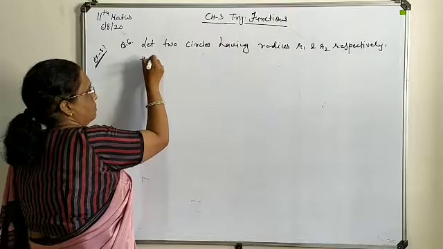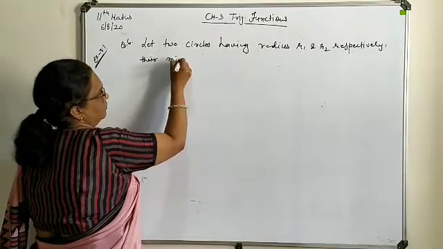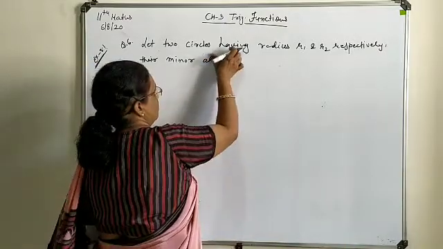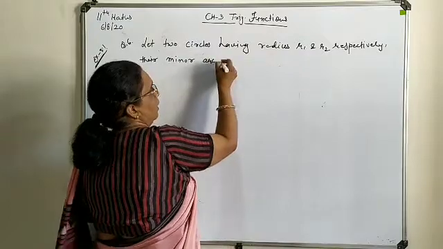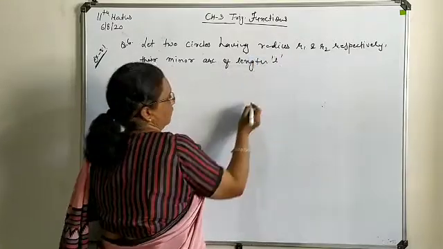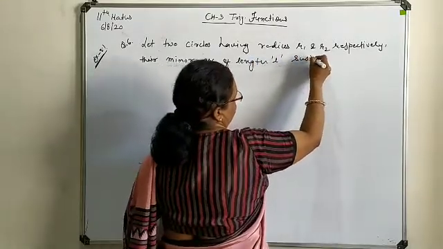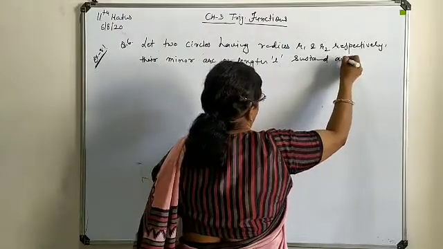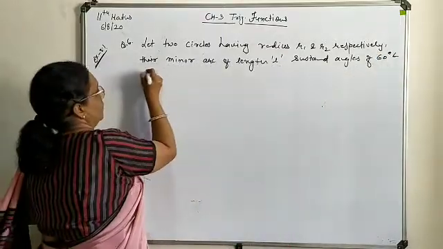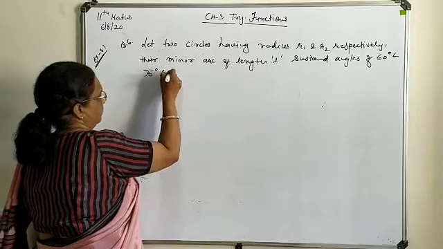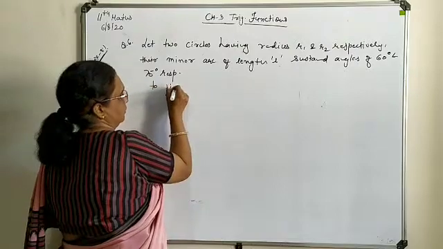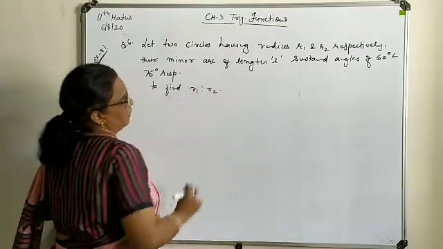Their minor arc of length L sustained angles of 60 degree and 75 degree respectively. So we have to find it out. Here we have to find R1 is to R2.